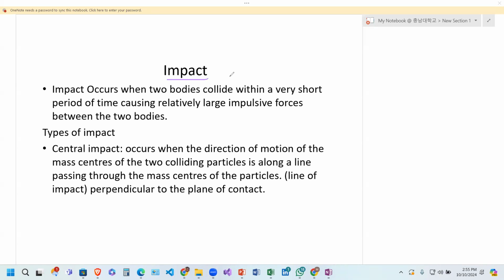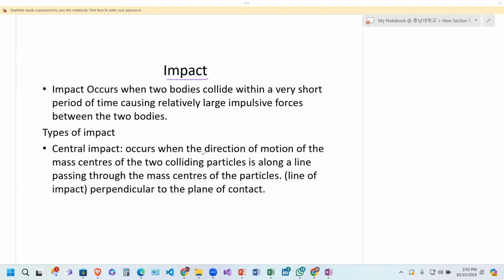Now there are types of impact. First is a central impact. We're also going to look at the angular impact. First, let's look at the central impact. So how does central impact occur?